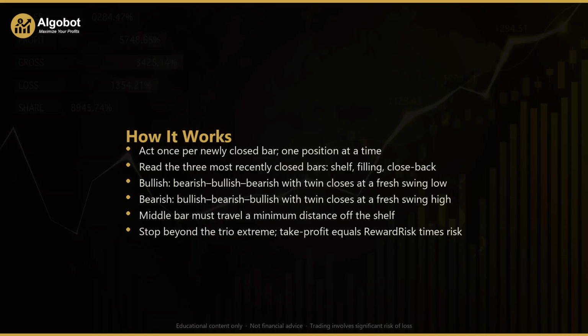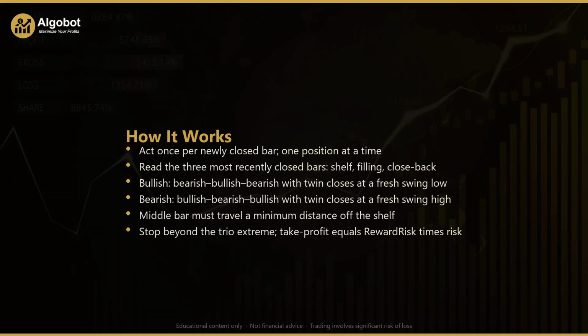Entry is taken at the ask price. The stop-loss is placed just below the lowest low of the trio, minus the buffer. The distance from entry to stop becomes the measured risk, and the take profit is projected above entry by the reward-to-risk multiple, which defaults to 2. So a 1-unit risk aims for a 2-unit target.